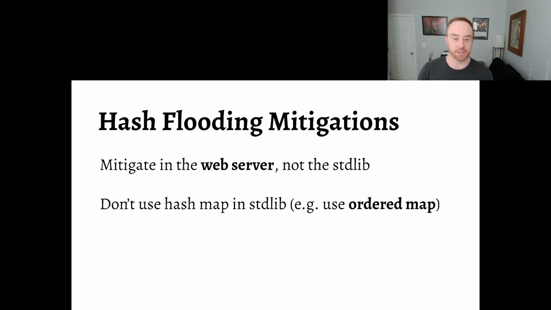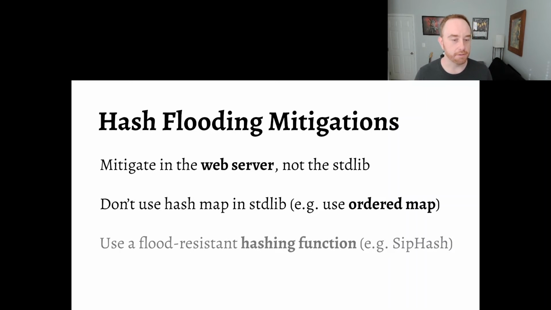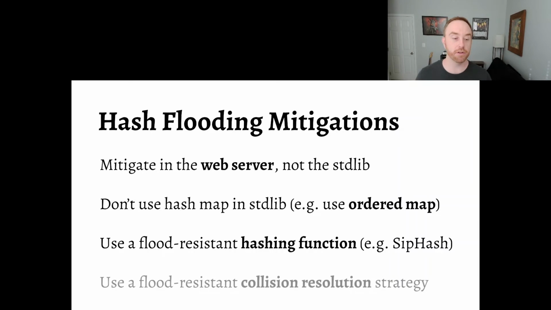Another is to say, hey, maybe this is an argument that we shouldn't actually use hash maps in the standard library after all. Maybe we should go with the ordered map approach because it doesn't have this problem. Also, you could do what most languages do, which is to use a flood-resistant hashing function. SipHash is the most popular one for this. It was designed for that. There is a pretty significant performance downside to using it, not just because of the randomness, but also because as a hashing algorithm, SipHash is just not one of the fastest ones out there. There are way faster hashing algorithms you can use if you're willing to not deal with hash flooding or to deal with it in a different way, for example, using a flood-resistant collision resolution strategy.